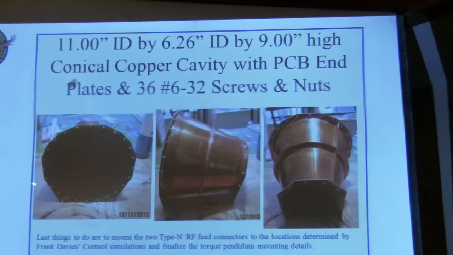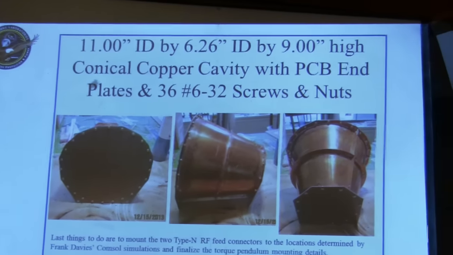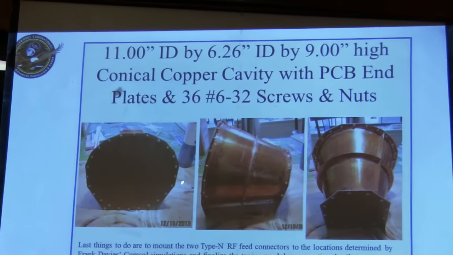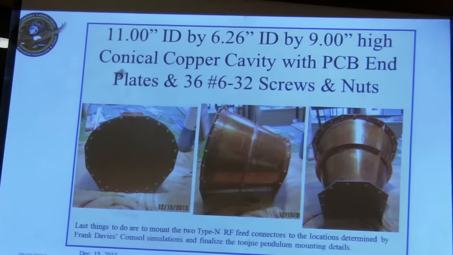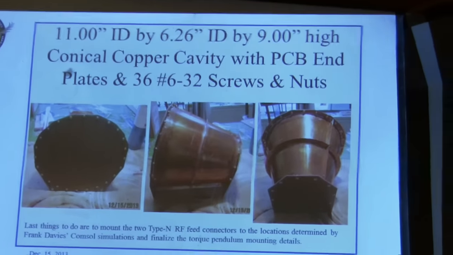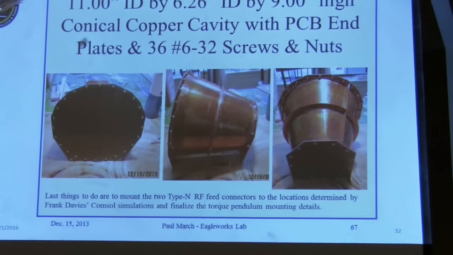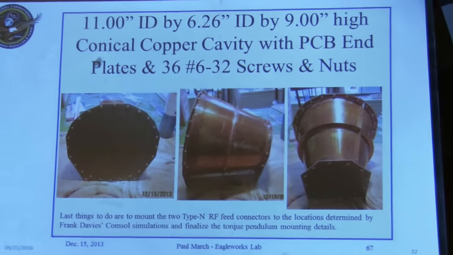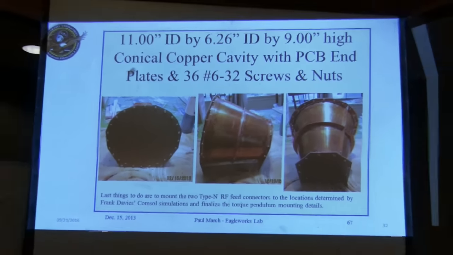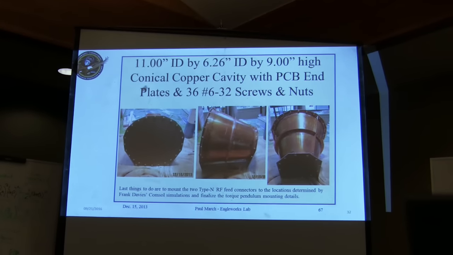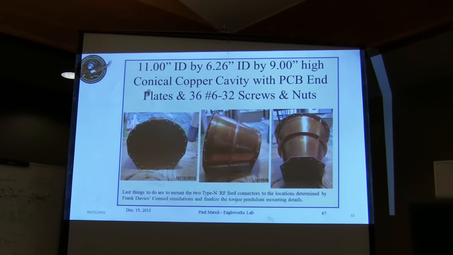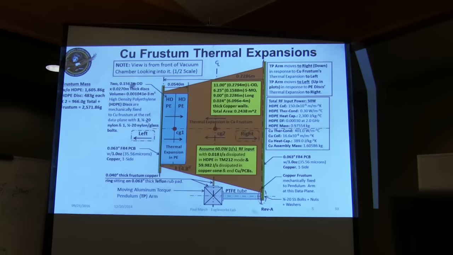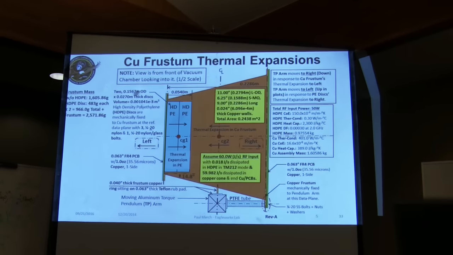Anyway, I used flat end plates on the small and big ends, but I used printed circuit board, a single layer printed circuit board, primarily because it was easy to do. I had the material, but I also had thoughts of using an IR camera on the end plates to look at modal heating. That way you could verify what mode it was actually oscillating in, what the RF resonance was, from the heating pattern. Next slide.